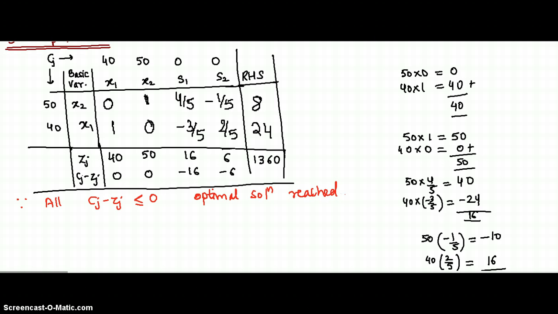So now we have to write the solution. The solution will involve the value of decision variables, which are x1 and x2. How will we get that value? The value of x1 we will get from this RHS, so x1 equals 24. The value of x2 we will see from here, x2 equals 8. And the maximum value of z we will get from here, 1360. So this is the solution to our problem. This is how we solve a problem by using the simplex method.